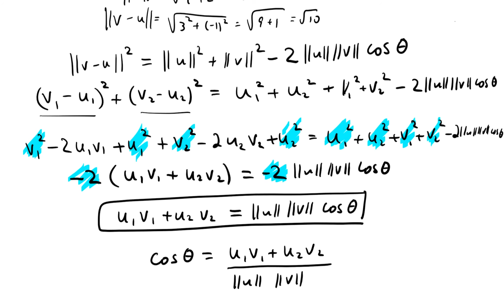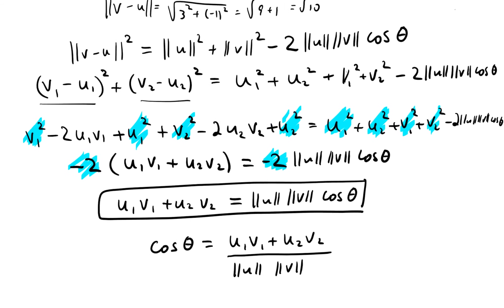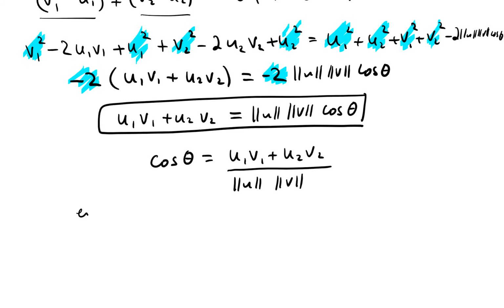So to give you an idea how this works, let's just go back to the example we had up there with u is (4, 2), v is (7, 1). Okay, I'm just going to recopy that example. U is (4, 2) and v is (7, 1). If I want to calculate the angle between the two vectors, I would first calculate the cosine of the angle. So all I need to do now is multiply the first coordinate of u with the first coordinate of v.